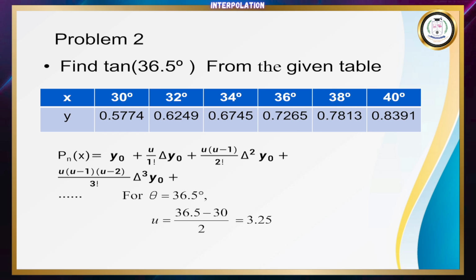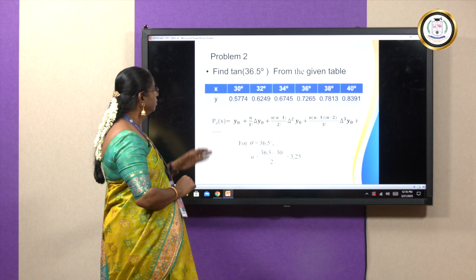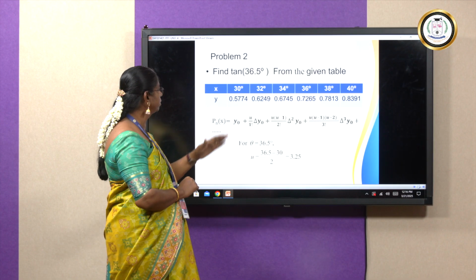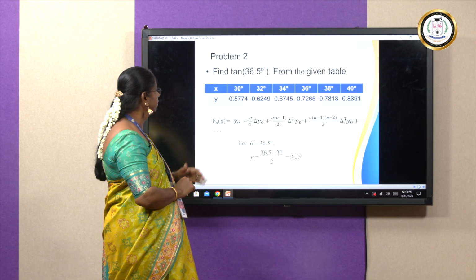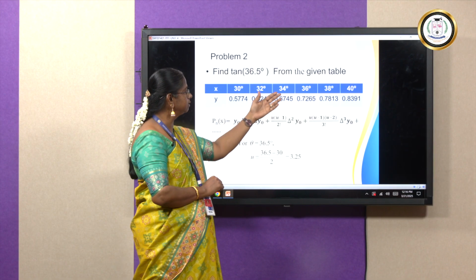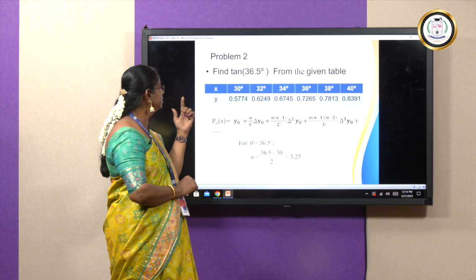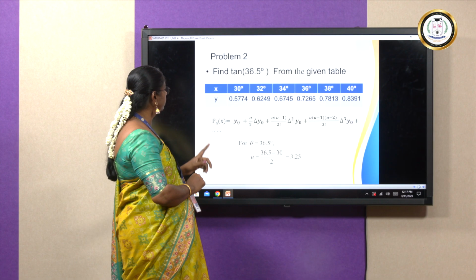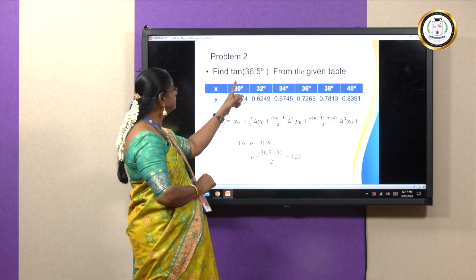Then look at the second question. Problem number 2: find tan of 36.5 degree from the given table. The table is given, so the x values are in degrees and the corresponding y values are tan of 30 degree, tan of 32, tan of 34, tan of 36, tan of 38, and tan of 40 degree. So x0 is 30, x1 is 32, x2 is 34, x3 is 36, x4 is 38, x5 is 40. Then I want to find tan of 36.5.